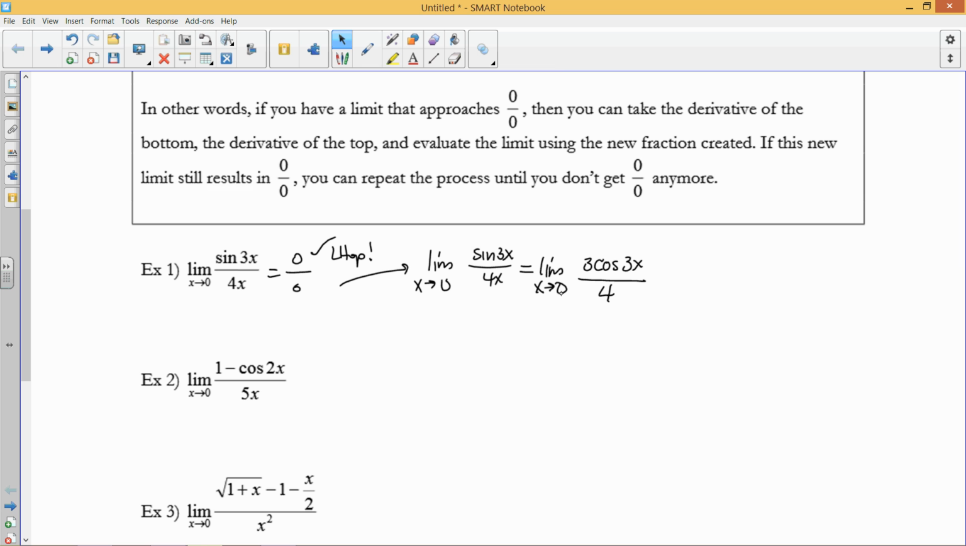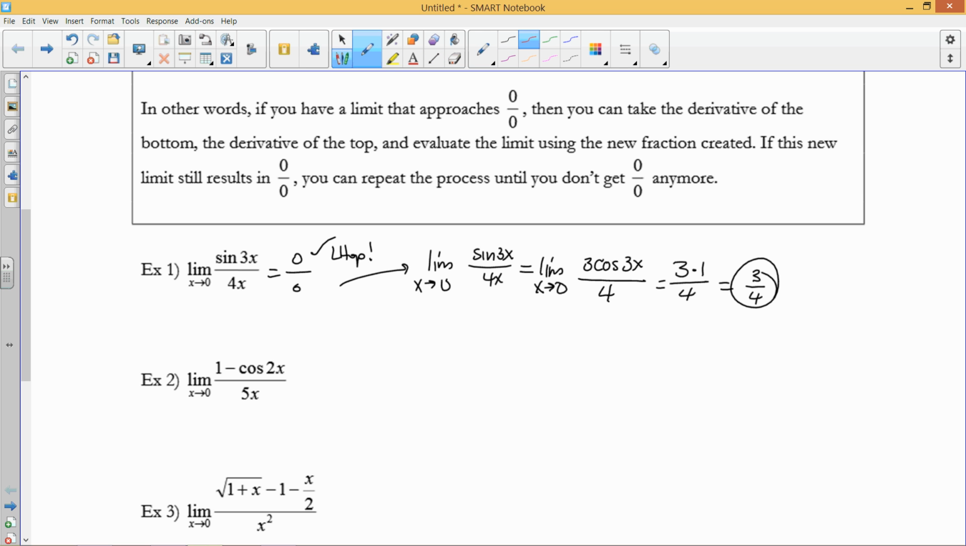Now I evaluate this limit. As x goes to 0, this is going to be 3 times the cosine of 0, which is 1, over 4, which is 3/4. So the limit as x approaches 0 of sine 3x over 4x is 3/4. Now you may be saying, wait a minute, that sounds familiar.